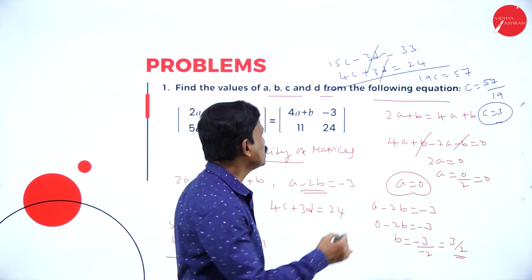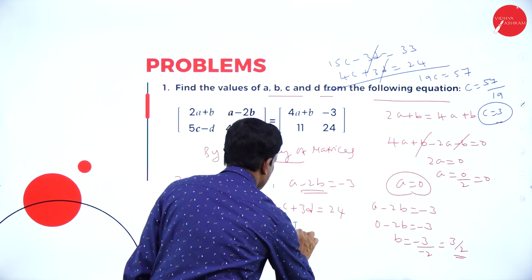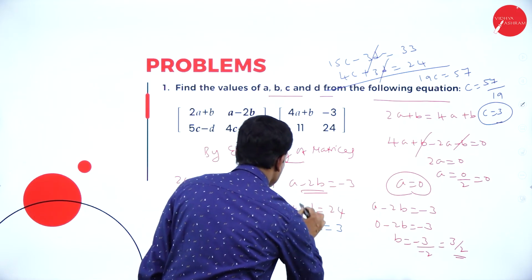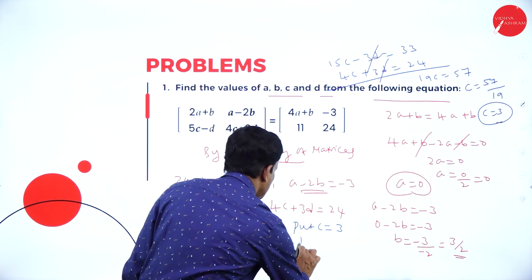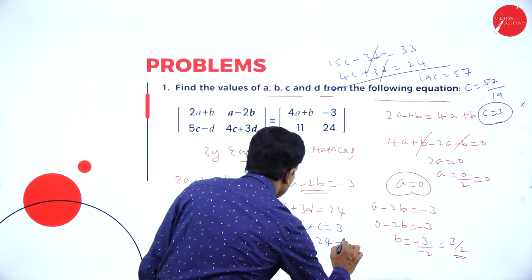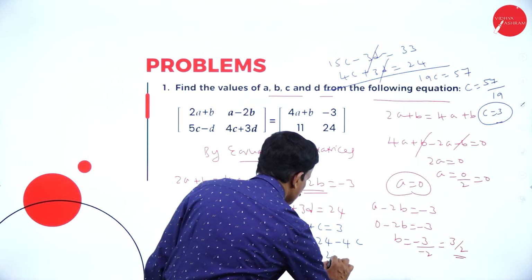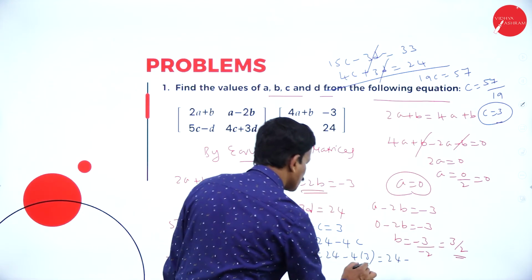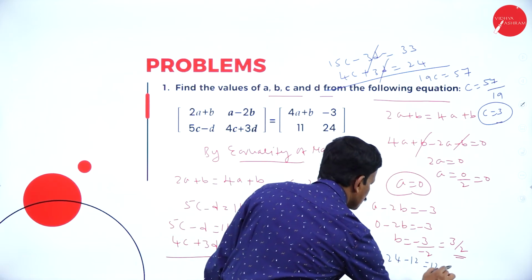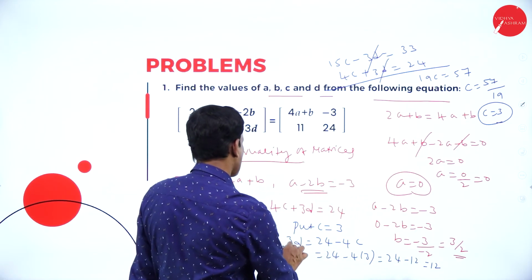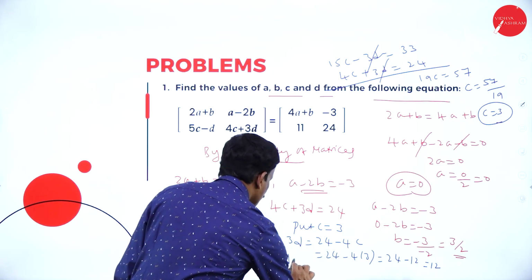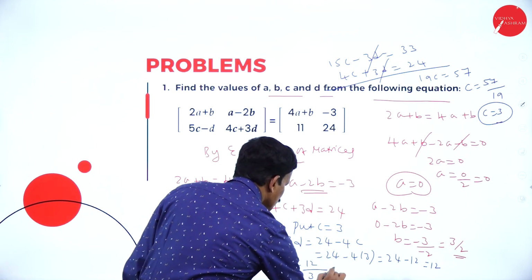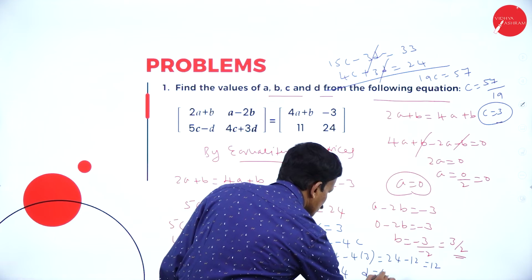Okay. Now, substitute this value of C in this equation. Put C is equal to 3 here. So what will you get? 3D is equal to 24 minus 4C, that's equal to 24 minus 4 into 3. 4 3s are 12, so 24 minus 12 is equal to 12. So the value of 3D is 12, therefore D is equal to 12 by 3, which is equal to 4. D is equal to 4.